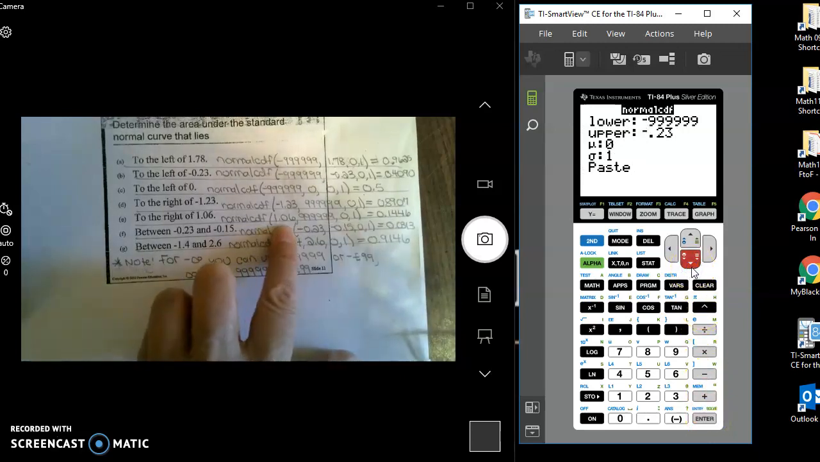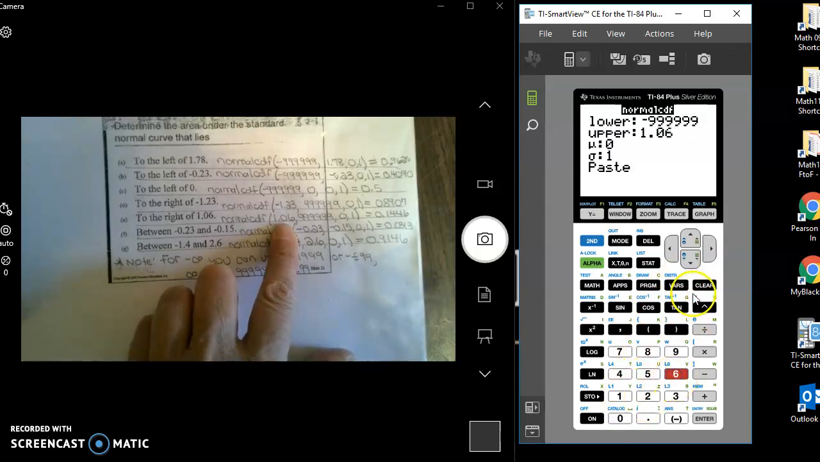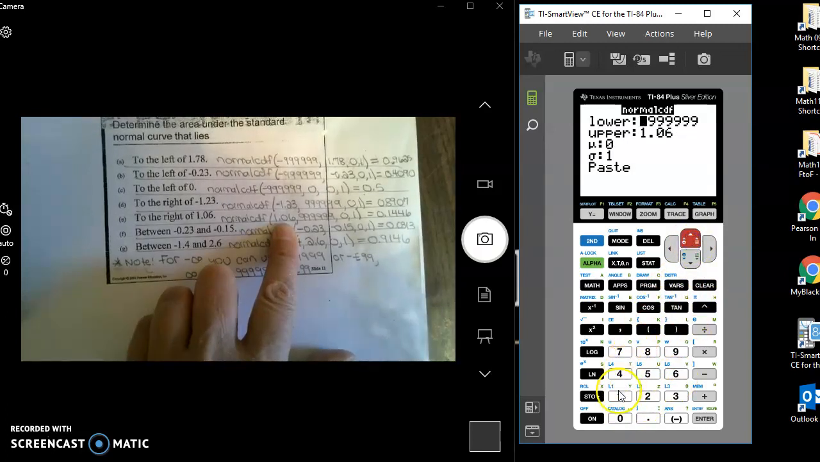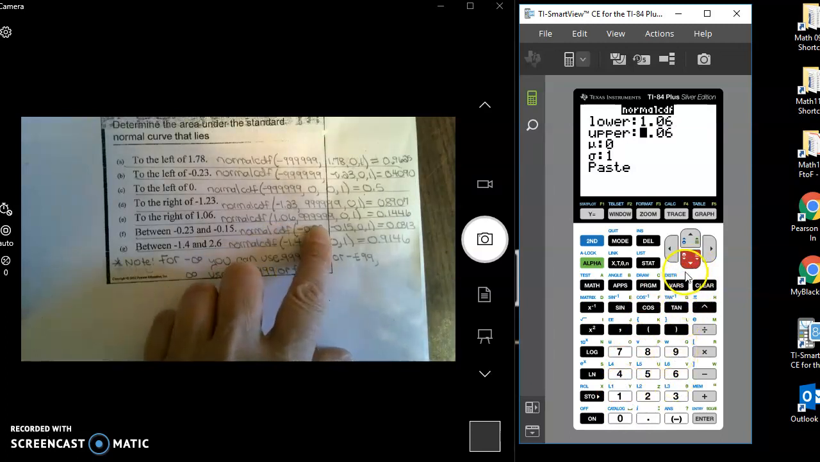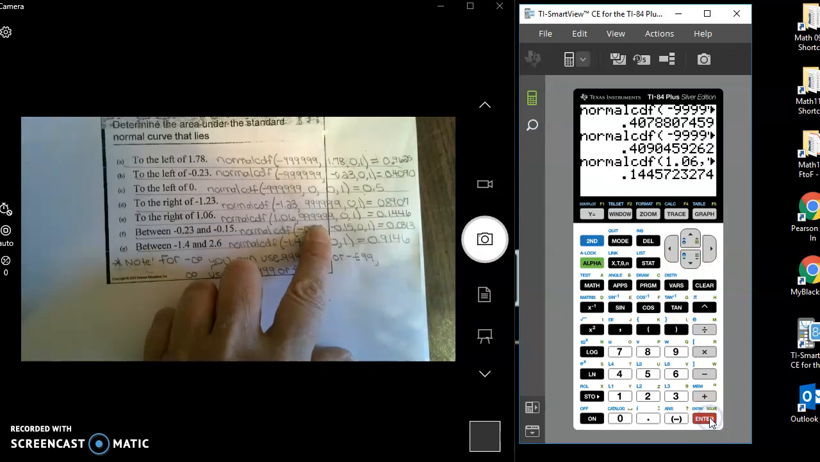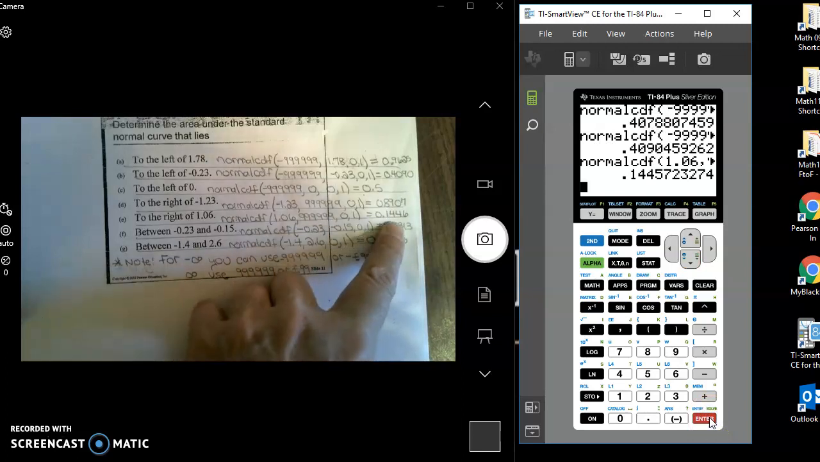So it was 1.06. Oops, wrong place. The highest of all the 9s. The mean and standard deviation is 0, 1 for this first section of the standard normal curve. And then you get your answer from there.